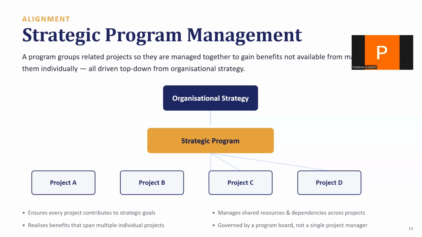Strategic program management. Now, here is a concept students often mix up. A program is not the same as a project. A program groups related projects together, managed as one unit, so you gain benefits you would not get by managing each project individually. And it's all driven top down from organizational strategy. Programs make sure every project contributes to strategic goals, manage shared resources and dependencies across projects, realize benefits that span multiple projects, and importantly, they are governed by a program board, not just a single project manager.